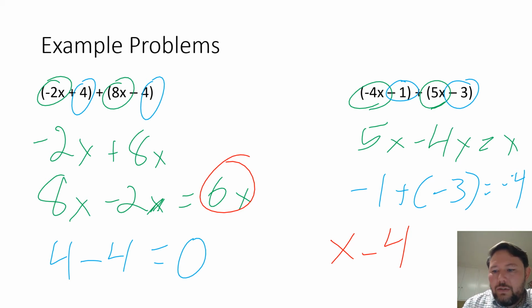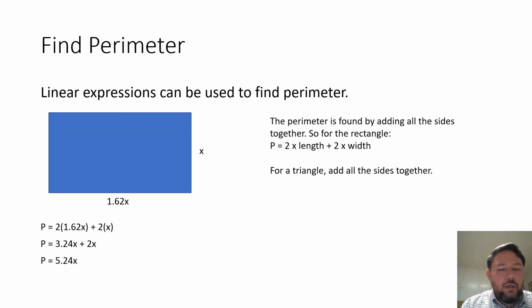I hope that made sense. So let's go on. We're going to do one more thing in this lesson. We're going to learn that linear expressions can be used to find the perimeter. So the perimeter is found by adding all the sides of a geometric shape together.